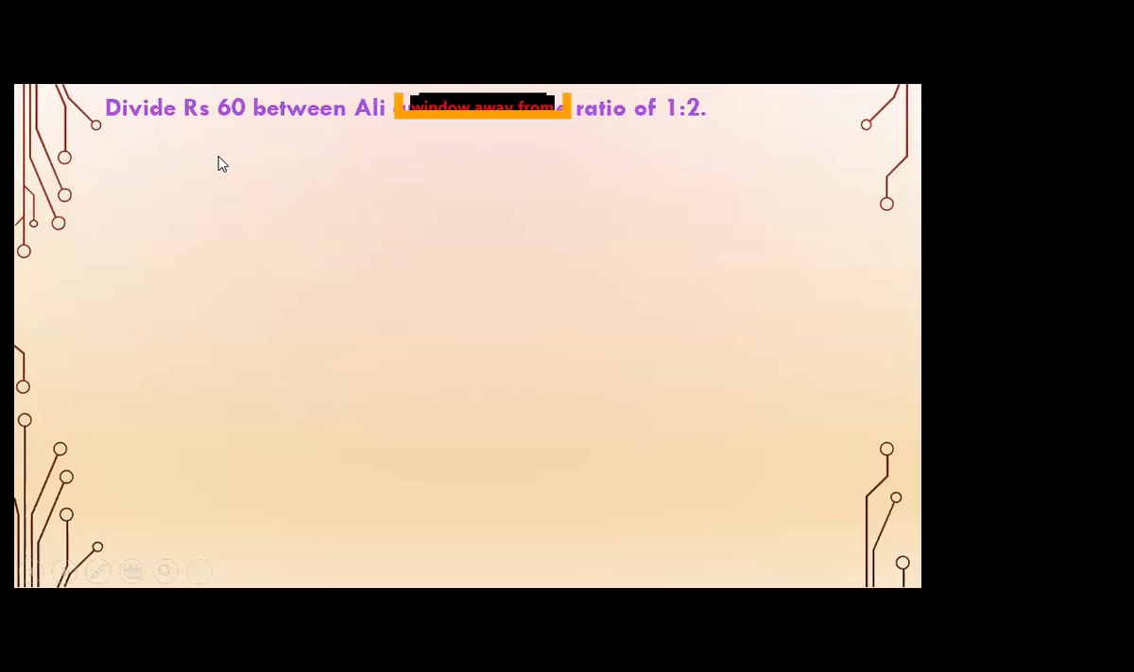Students, here first we have to write down the data. What is the data? In the data, the total amount is given and the ratios are given. Look at the question carefully. Here you can see that these ratios are given and the total amount is given.